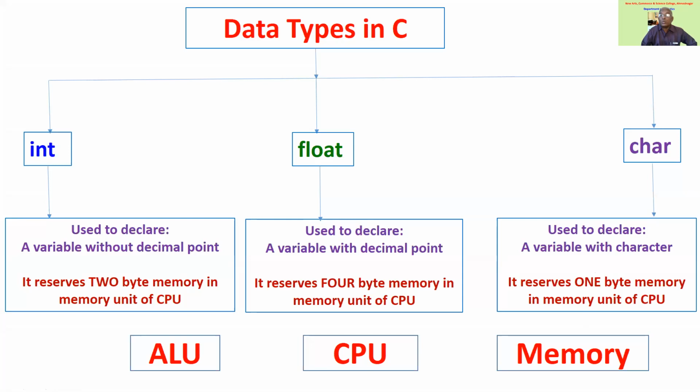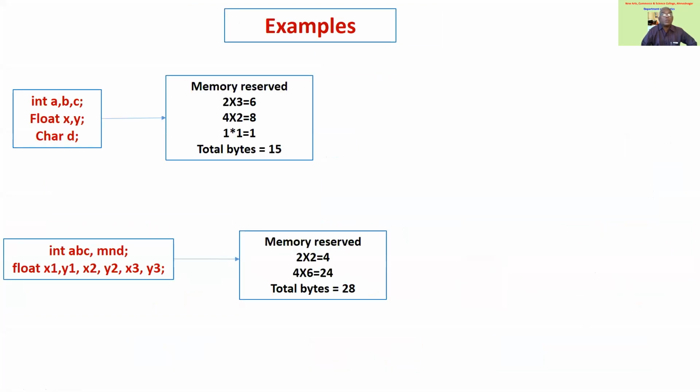See, last 2 minutes are remaining. I will just give one example. Integer int a, b, c. There are 3 variables. So 3 into 2, because integer means 2 bytes, 6 bytes. Float x, y, 2 variables, 4 bytes each. 4 into 2, 8. Char d, 1 into 1, 1. If you take the total, it is 15. So this declaration will reserve 15 bytes of memory.